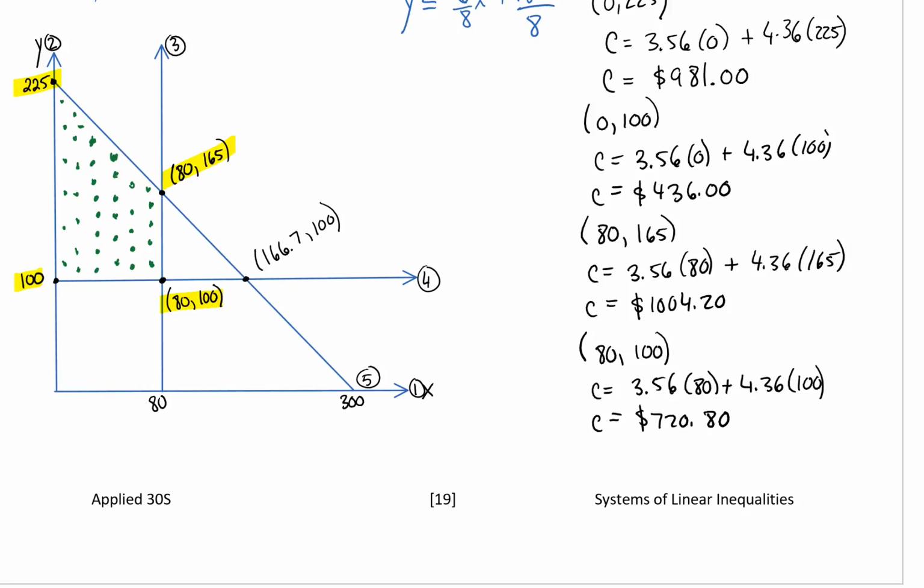Okay, so at this point you've got your 4 answers and now you just have to evaluate them. Which one gives us the minimum cost? Which one gives us the maximum cost? Having a look at our values, we could see that the minimum cost would use 0 narrow boards and 100 wide boards. Gives us a cost of $436. Maximum cost would use 80 narrow boards and 165 wide boards. And that gives us a cost of, where's that one? Here, $1,004.20.